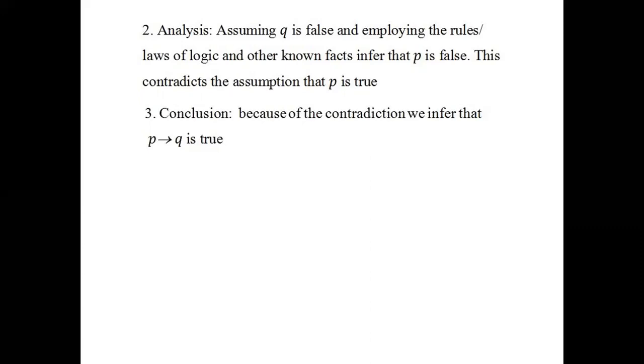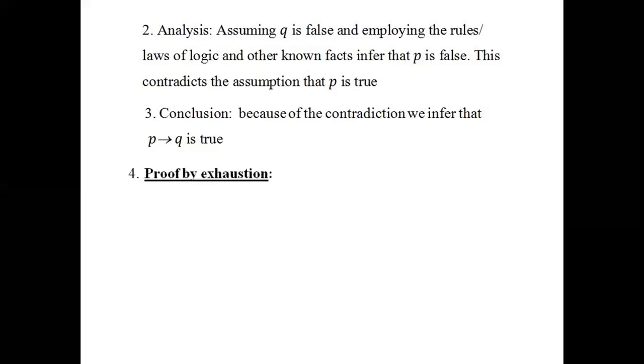We arrive at a contradiction that P is false. This becomes a contradiction to what we have already assumed in the hypothesis step, that P is true. So due to the contradiction, we will be able to infer that P conditional Q is true.